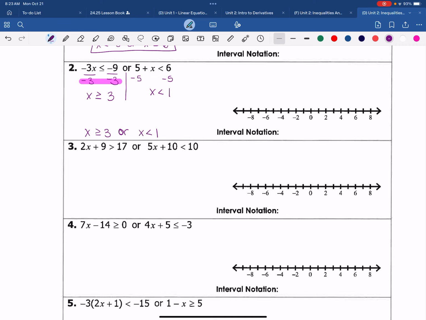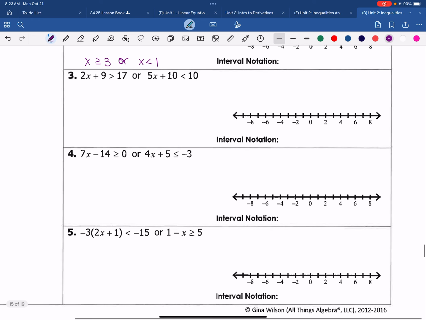And now I'm going to graph both of these. For x greater than or equal to 3, I'm going to go to 3, put a closed circle, and go to the right. x is less than 1: I'm going to go to 1, put an open circle because I don't have an or equal to, and go to the left. And I'm all set. All right, I want you to try the next. I'm going to leave these two open. You're going to go back and do those on your own and then check your answers.